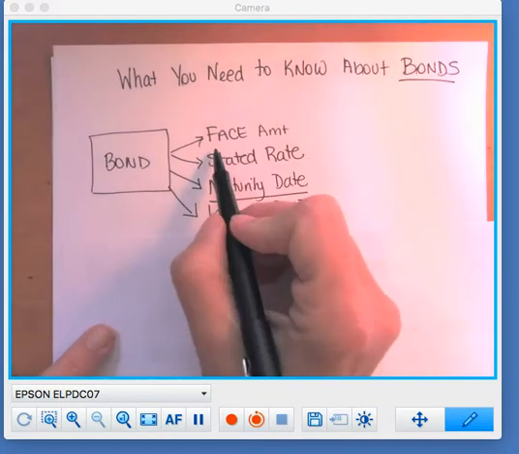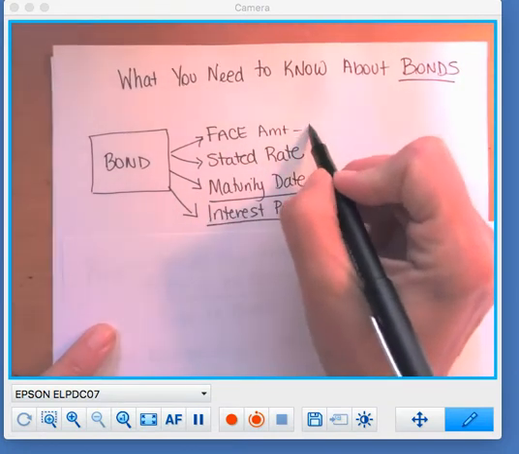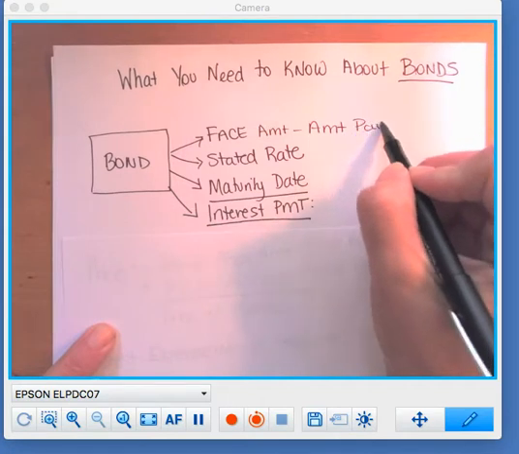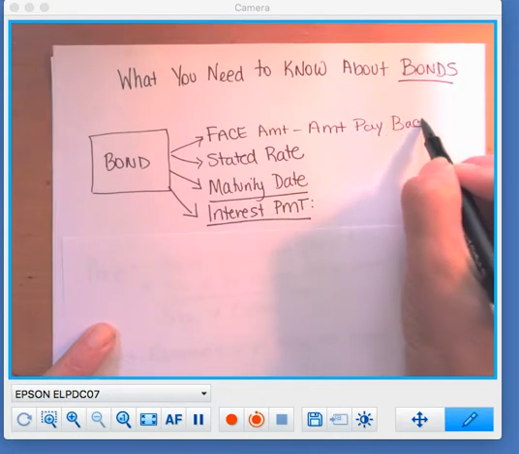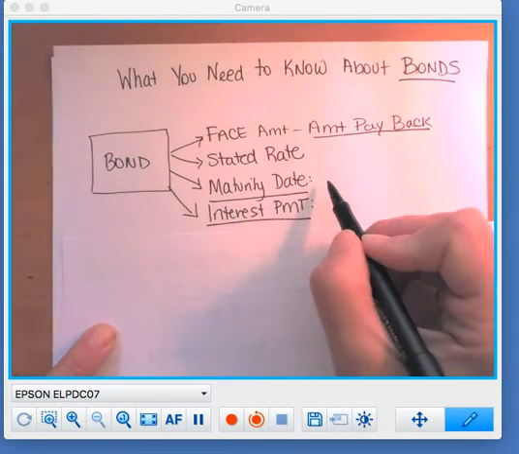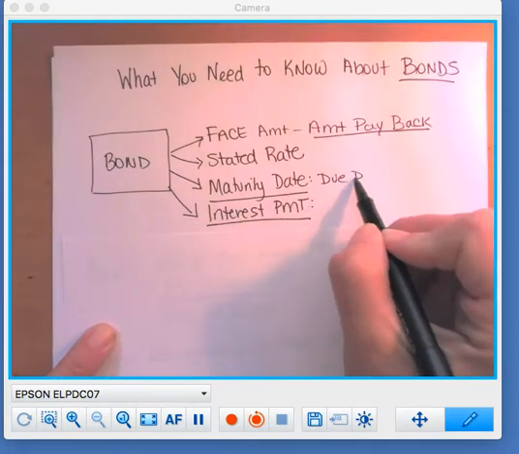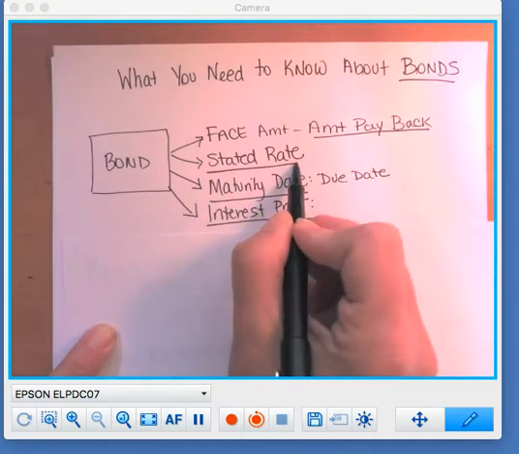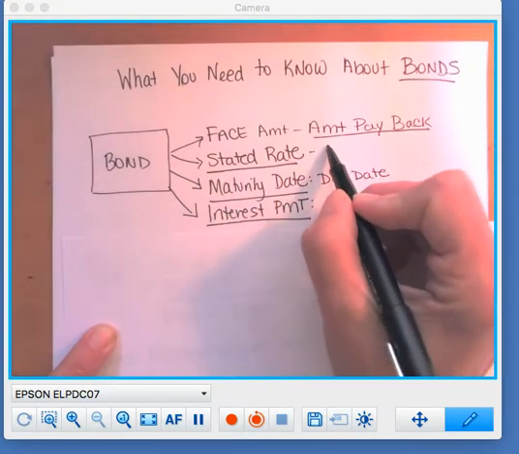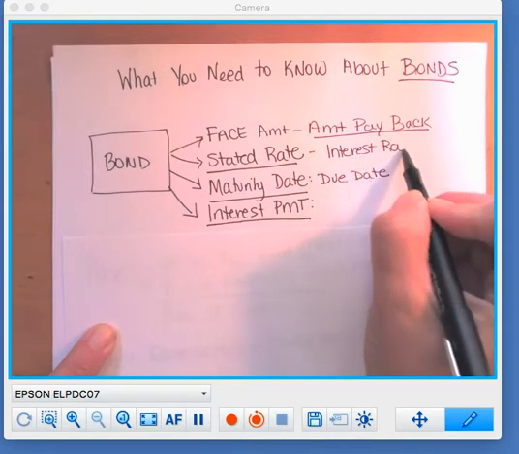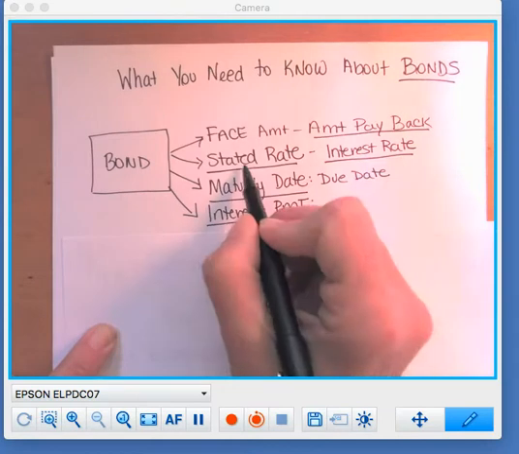So the face amount of the bond is the amount that you'll actually pay back at the maturity date. Now, maturity date is the due date, and that will also be on the face of the bond. And then the stated rate is the interest rate. This stated rate could also be called the contract rate.